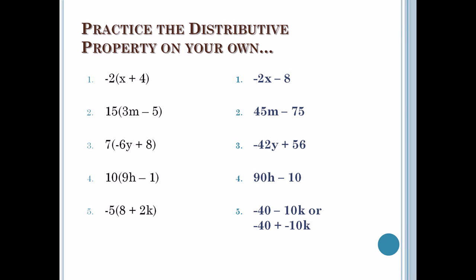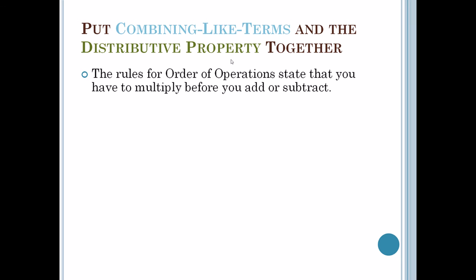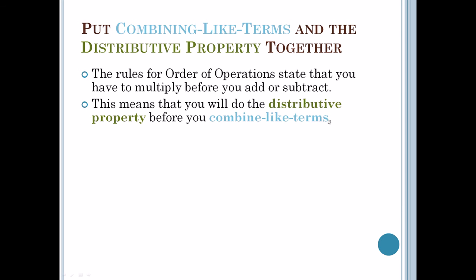Okay, now if you thought we were done, oh no, no, no, no. I've got more for you. Let's put it all together. And in reality, you usually see combining like terms and the distributive property all in the same expression or equation. Now, as you remember the rules for order of operations, they state that you have to always multiply before you're allowed to add and subtract. And that means, in our case, that we'll always use the distributive property before we can combine like terms. So we can't group up our matches if we have anything that needs to be multiplied, which the distributive property means we'll have to multiply.